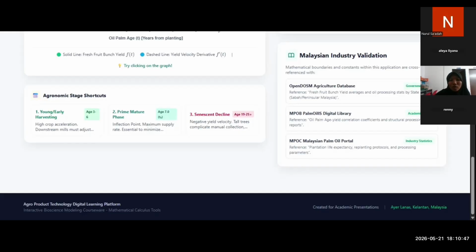In conclusion, by combining upstream data, differential calculus, and downstream processing constraints into a single validated framework, this research project provides a powerful blueprint for the future of sustainable, data-driven agriculture.